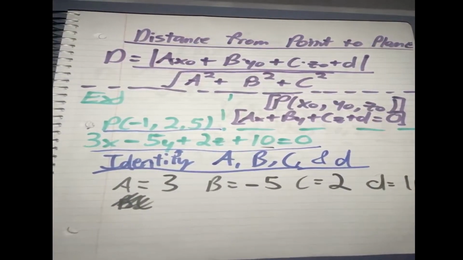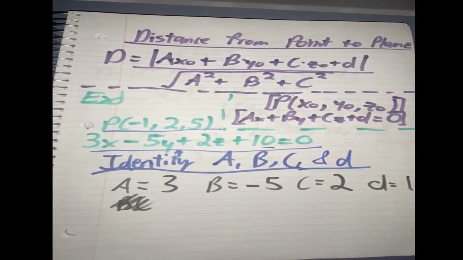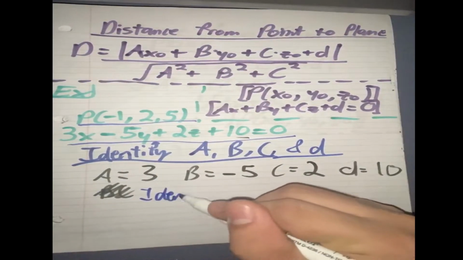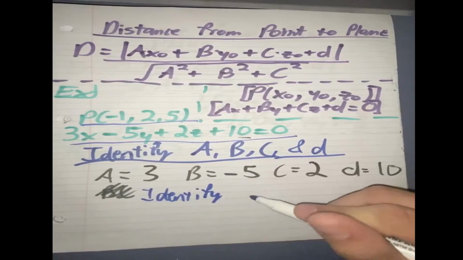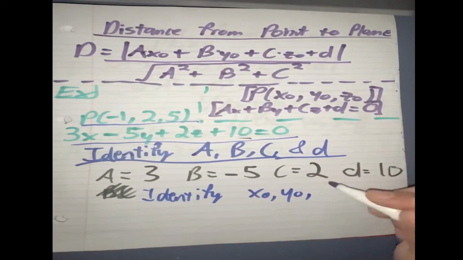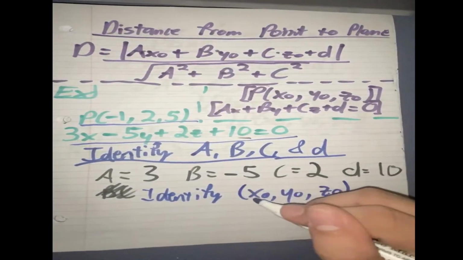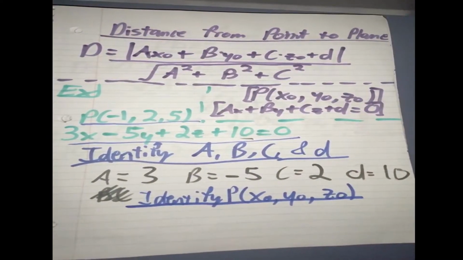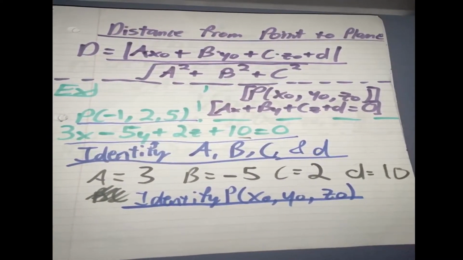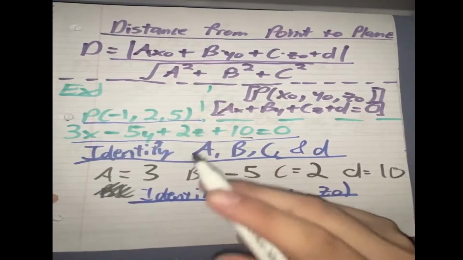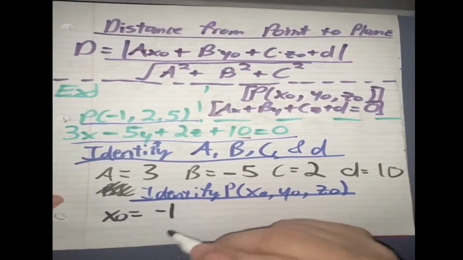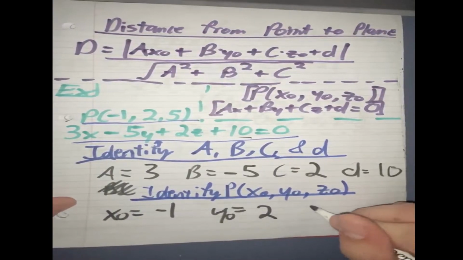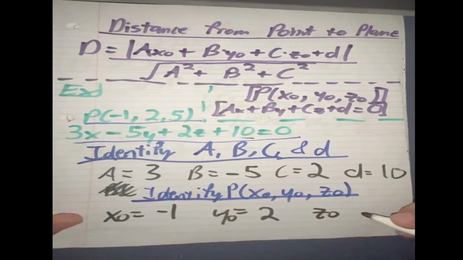And then the next step would be to identify x naught, y naught, and z naught. I'm going to put a P right here for point. So in doing so, when we identify our x naught, y naught, and z naught, we basically just look at whatever our point is. So our x naught is equal to minus 1, y naught is equal to 2, z naught is equal to 5.